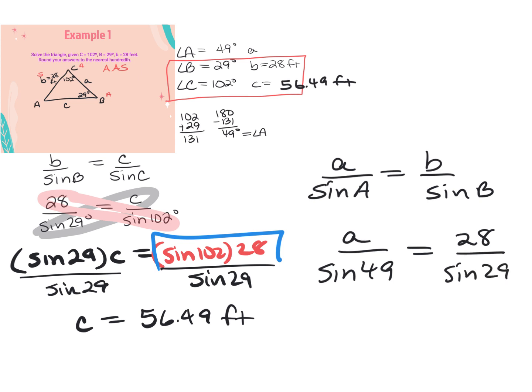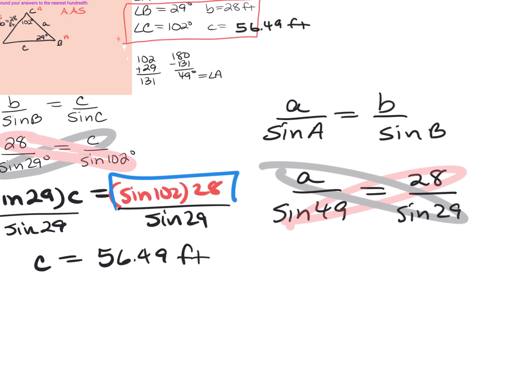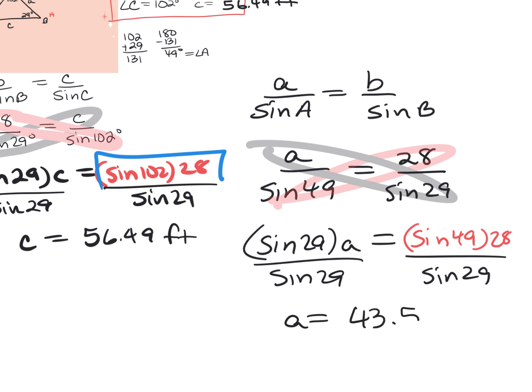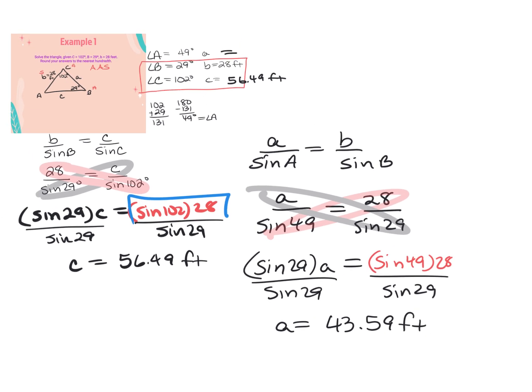Now I'm going to cross multiply. And I'll multiply the two diagonals. And I end up getting the sine of 29 times A is equal to the sine of 49 times 28. And again, you'll get that long answer, leave it on your calculator, and then divide it by the sine of 29. Then we'll round this to the hundredths place, and this is going to give me 43.59 feet. And that's going to be the lowercase a.